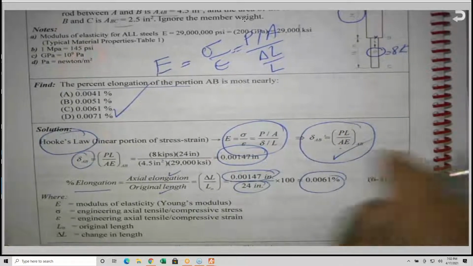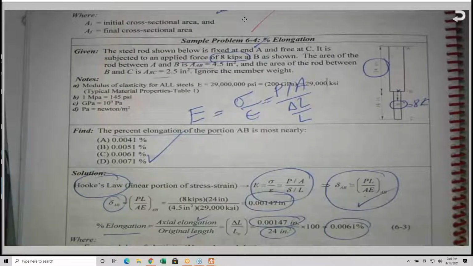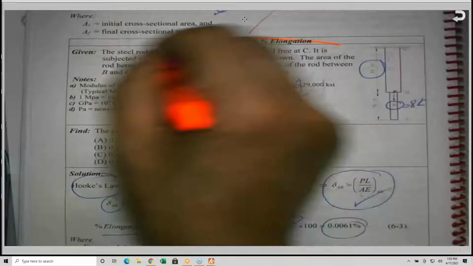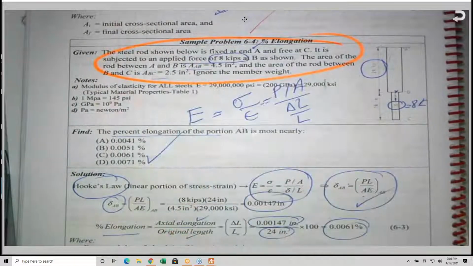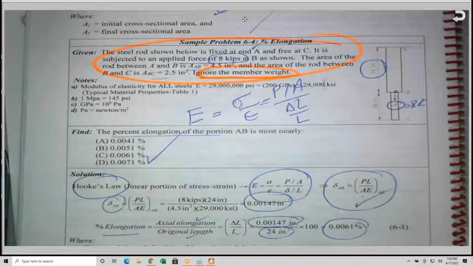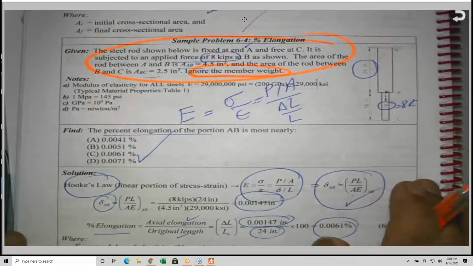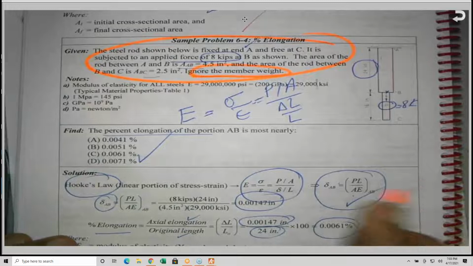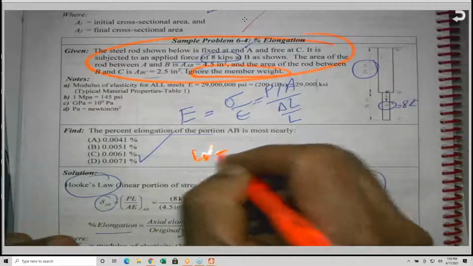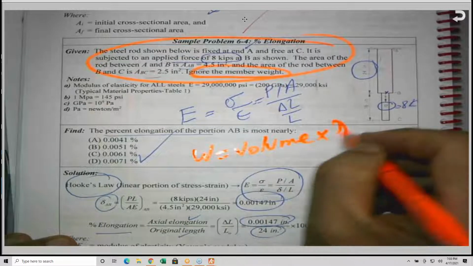So this is a very good problem. It could be a target for a problem on the exam, but we should always know what the given information is. And here it says to ignore the member weight. I will show how to calculate the weight if the weight should be considered, because the weight is equal to volume times density.